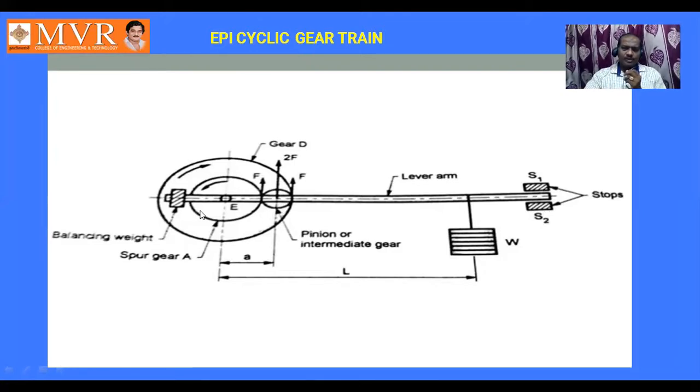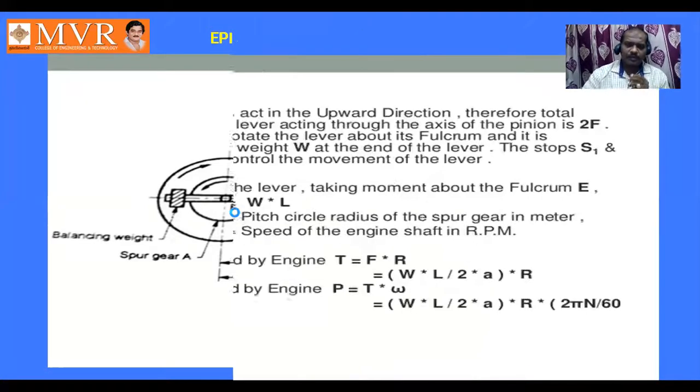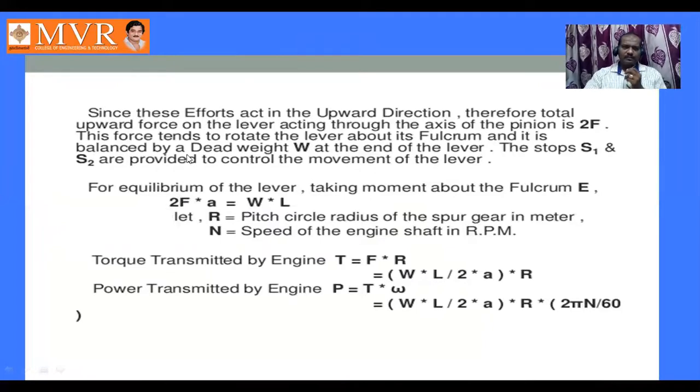Now taking the moments about E. 2F is acting perpendicular at a distance, and the distance is A. From E to the balancing weight, the length is L. W always acts downwards. So taking moments about E, 2F into A is equal to W into L, where R is the pitch circle radius of the spur gear in meters, and N is the speed of the engine shaft in RPM.